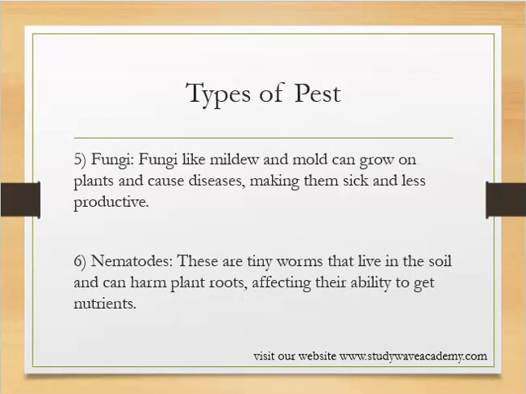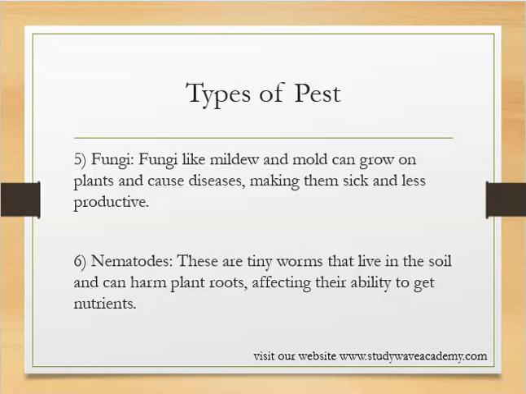We have the fungi. The fungi, like mildew and mold, can grow on plants and cause diseases, making them sick and less productive. So if there are pests in your garden or your farm, your plants or crops will not be productive. Fungi are types of pests. They will grow on the plants and make them sick and less productive. Plants can also get sick when they lack nutrients.